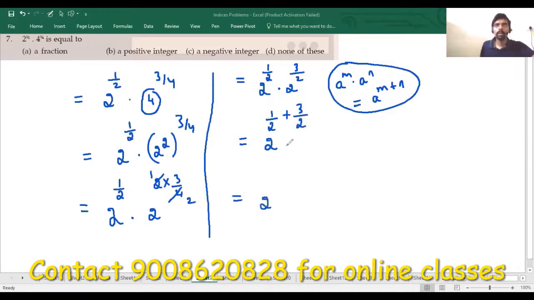So now 2 to the power. Here the denominator is same, 2 and then 2. Therefore, the necessity of taking LCM will not arise. Since the denominator is same, I will add numerator directly. 1 plus 3 is 4. So this is equals to 2 to the power 4 by 2. So guys, how much is 4 by 2? It's 2, right? Therefore, 2 power 2 is 4. So 4 is a positive integer. Option B. 4 is positive integer. Option B.